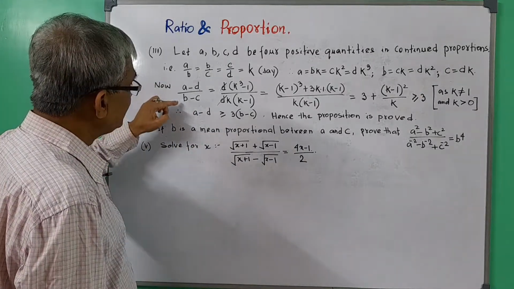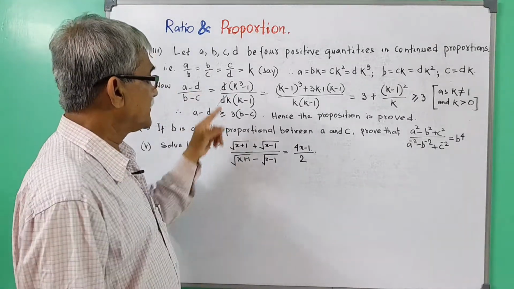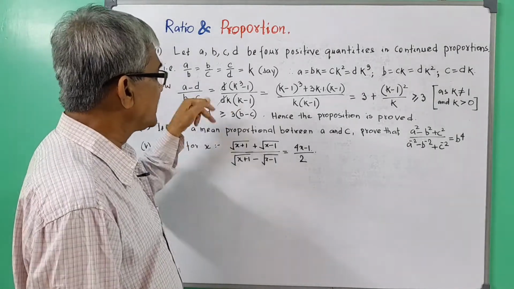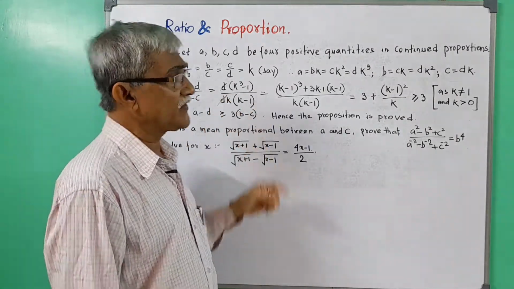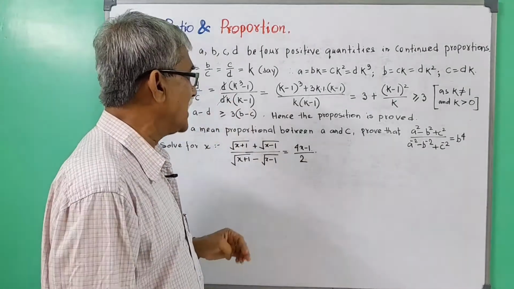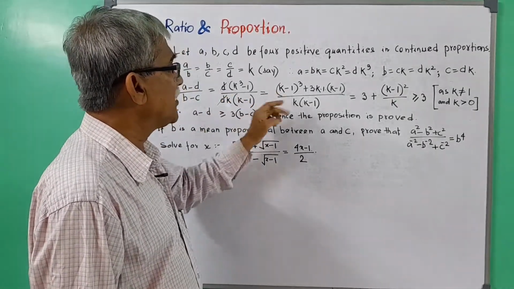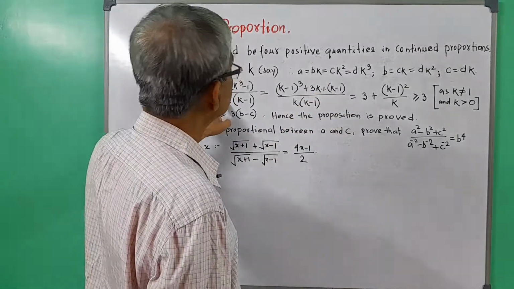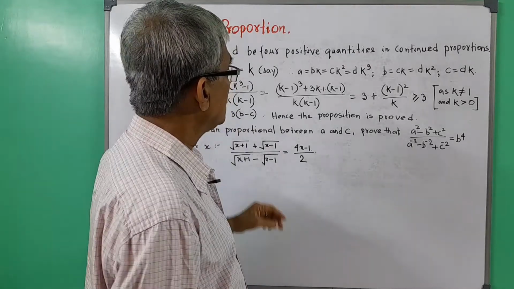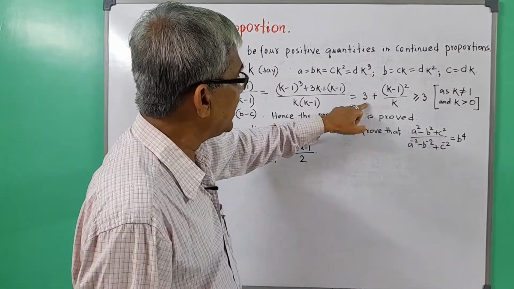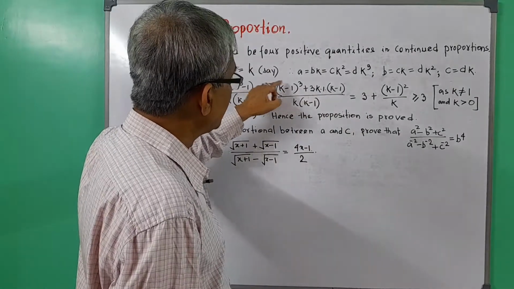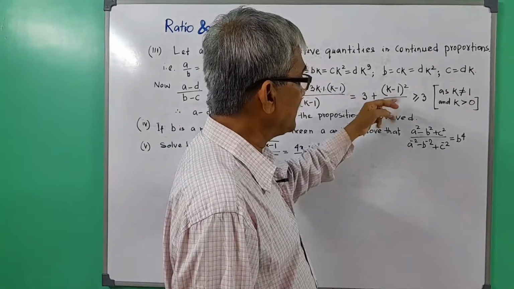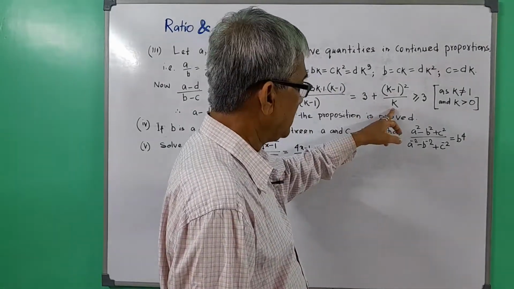A minus D by B minus C. So, place the values. This will be D whole into K cube minus 1 upon DK into K minus 1. So D cancels out. Now, for K cube minus 1, you can use the a cube minus b cube formula. That will be a minus b whole cube plus 3ab, meaning K into 1 into K minus 1, upon K into K minus 1. So, this part by this part equals 3 plus this K minus 1 whole cube by K into K minus 1. One K minus 1 cancels out and it is K minus 1 whole square by K.